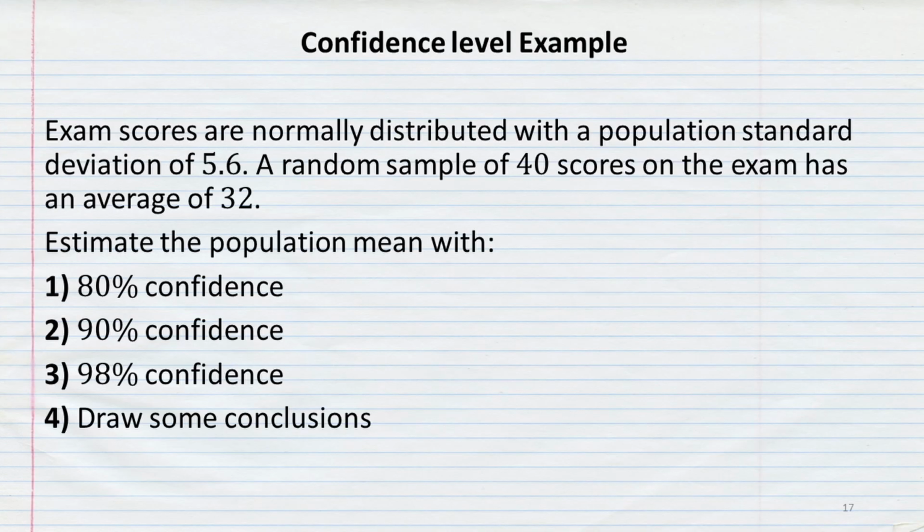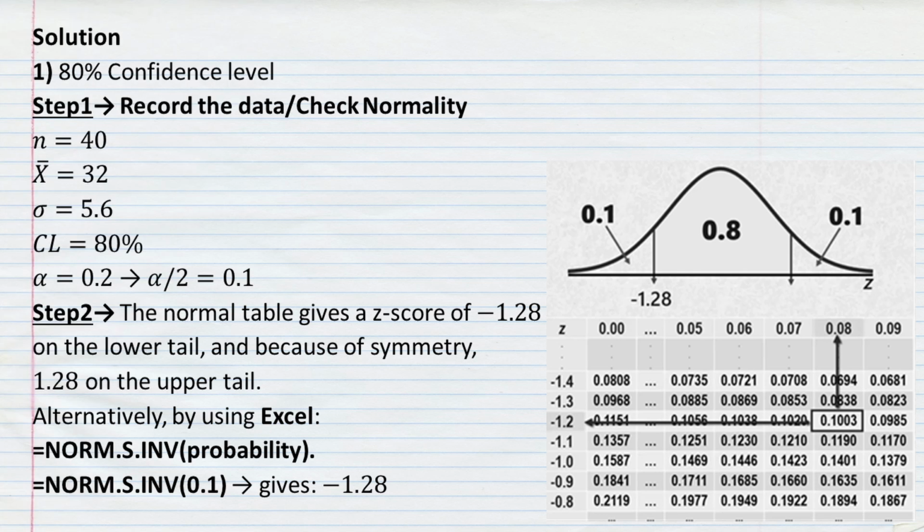Let's do a confidence level example. The problem statement states, exam scores are normally distributed with a population standard deviation of 5.6. A random sample of 40 scores on the exam has an average of 32. Estimate the population mean with 1. 80% confidence, 2. 90% confidence, 3. 98% confidence, and, more importantly, 4. Draw some conclusions. To solve this problem, follow the 4 simple steps.